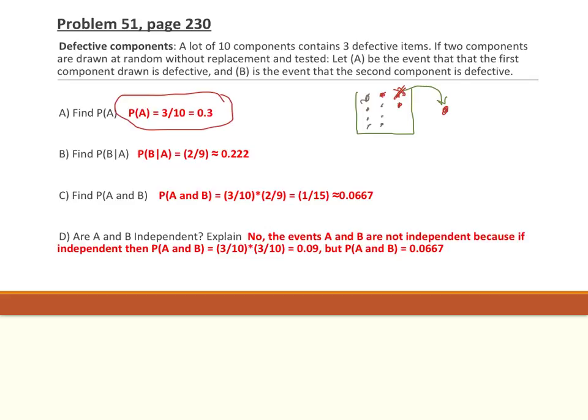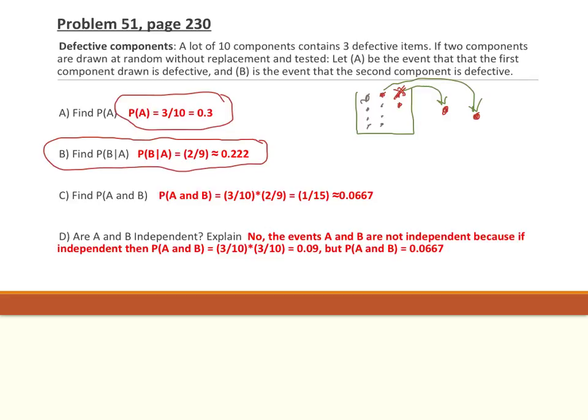2 of them are defective. And we said event B is that the second component is defective. So now when we choose the second component defective, this one is different because now it's 2 out of 9. So the probability of B, given that A occurred, is 2 divided by 9.